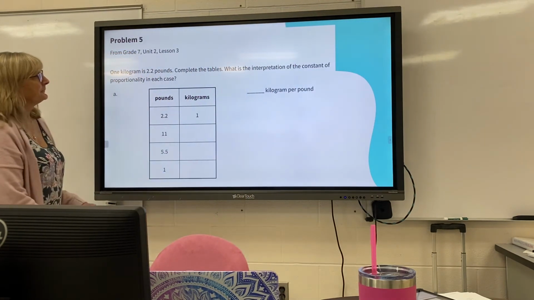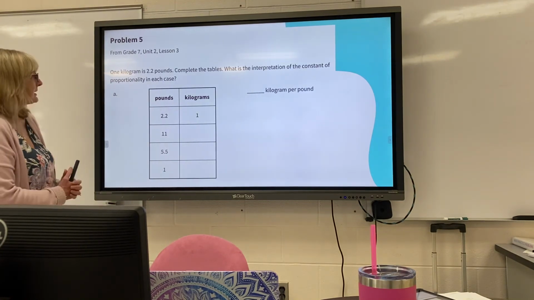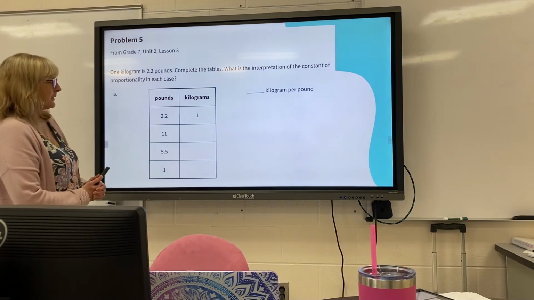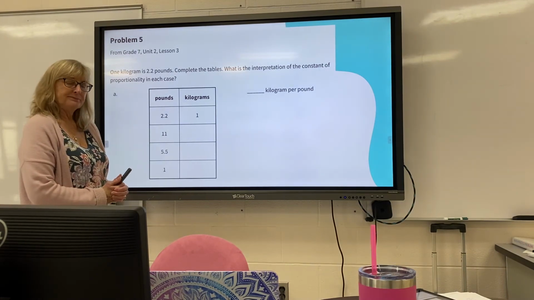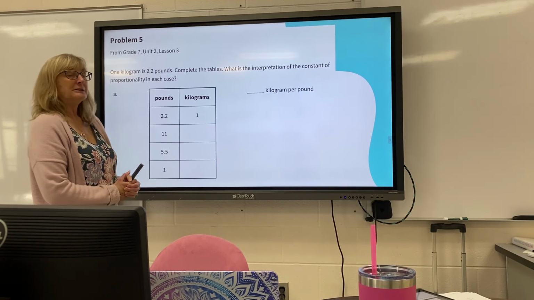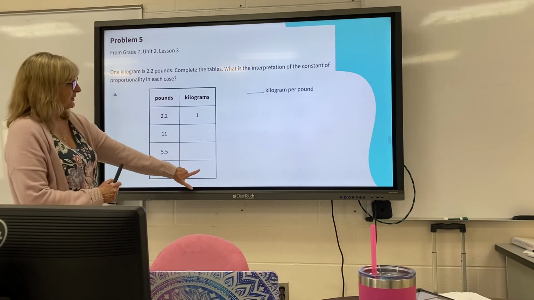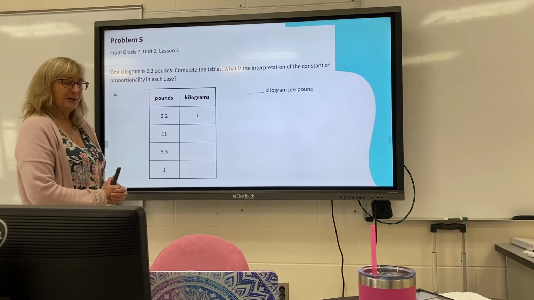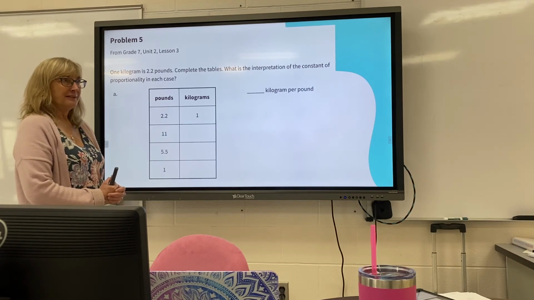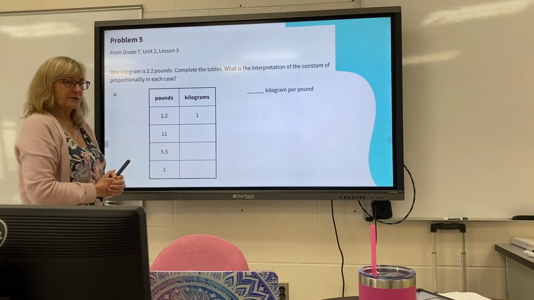Oh, another table. We want to know, what is the interpretation of the constant of proportionality in this case? Where do we find the COP? When what equals 1? X or Y? X. When X equals 1, whatever Y is your COP. Think of the graph. Whatever X is 1, the value of Y is our COP.